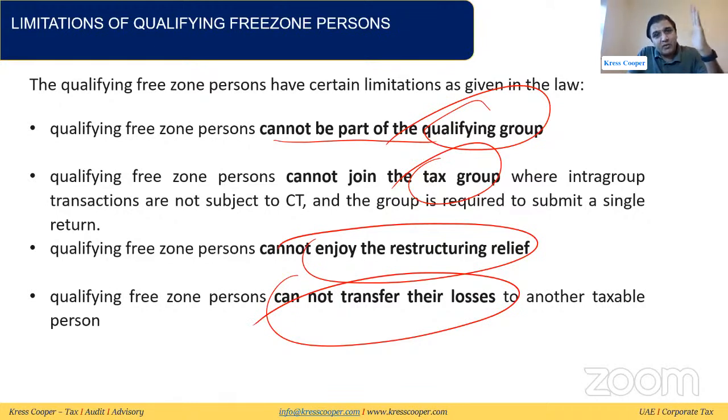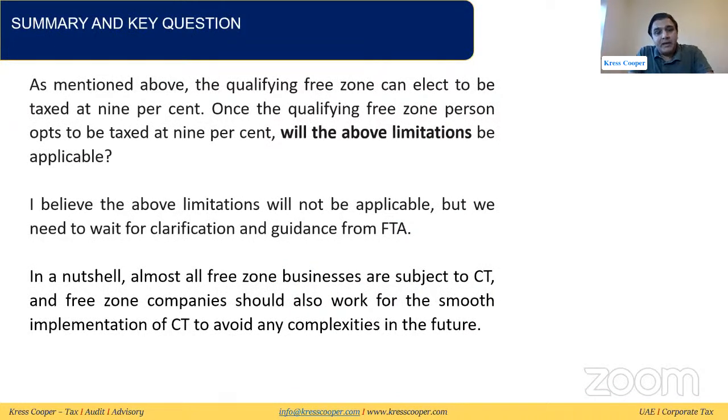If the qualifying free zone person elects to be subject to corporate tax, will these limitations be removed? Will they be able to be part of the qualifying group? Will they be part of the tax group? Will they be able to enjoy the restructuring relief? Will they be able to transfer their losses to another taxable person? The law is silent about this, and I am leaving this question for you. I personally believe that once the person elects to be subject to corporate tax, all these limitations should in principle be removed, but we need to wait for the clarification. We need to wait for the regulation. Maybe they will give some clarification in the regulations.